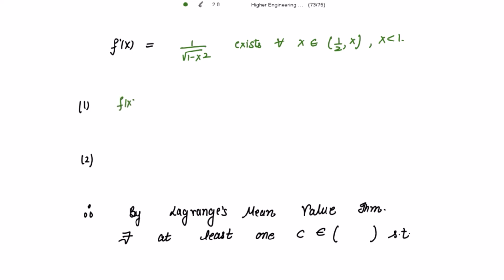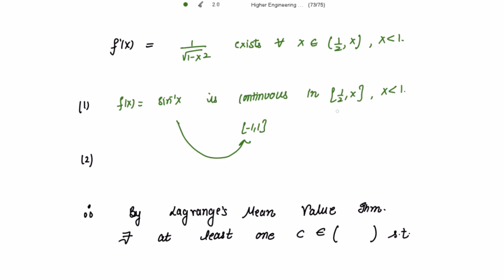The first condition for Lagrange's mean value theorem is whether the function is continuous or not. Yes, f of x equal to sine inverse x is continuous in the closed interval 1/2 to x, where x is strictly less than 1. Sine inverse x is continuous in its domain, -1 to 1, and if it is continuous in its domain, it is also continuous in this closed interval 1/2 to x. The second condition: the function sine inverse x is also differentiable in the open interval 1/2 to x, where x is strictly less than 1. So now we can apply Lagrange's mean value theorem.